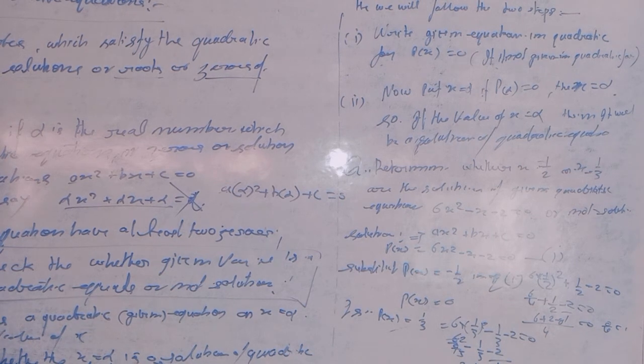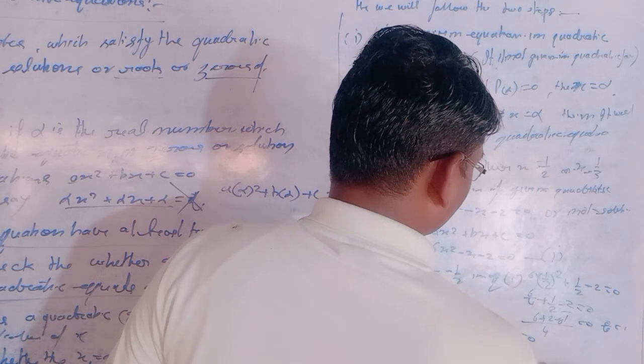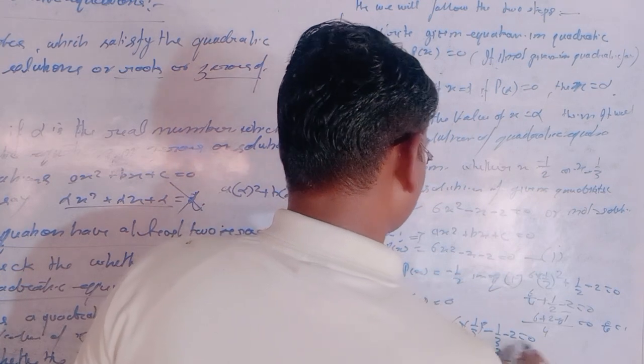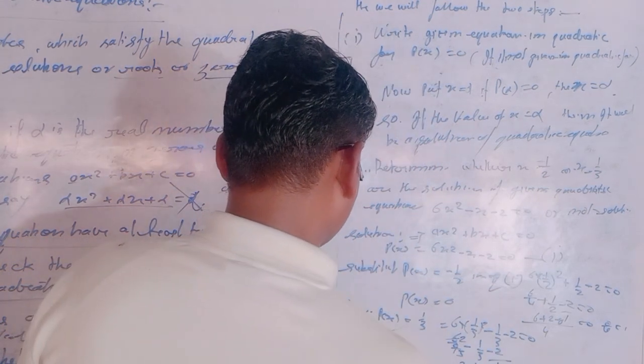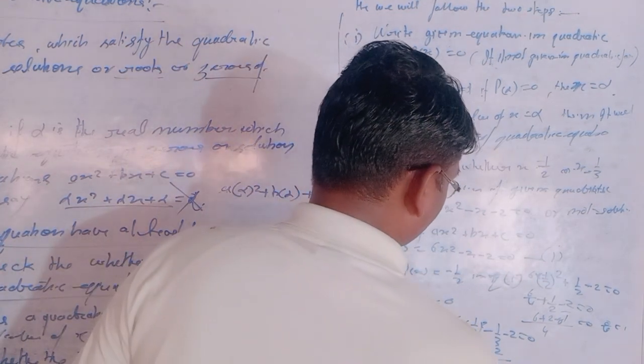So for the given equation, 8 minus 8 by 4 is 0 by 4, so p of minus 1 by 2 is always equal to 0. But here for 1 by 3 the value is negative, not 0, so it is not a solution. Here the first, p of minus 1 by 2, is a solution, but 1 by 3 is not a solution of the quadratic equation.